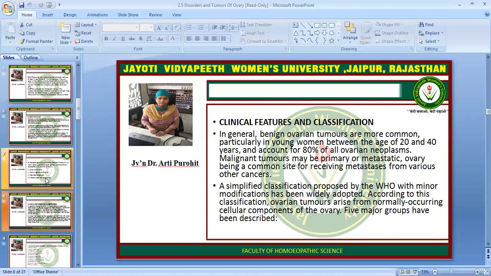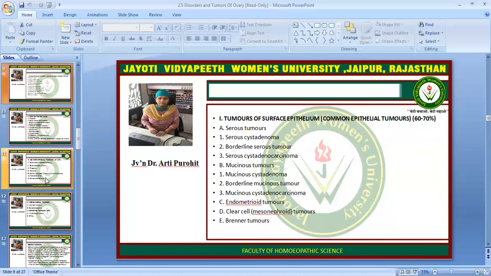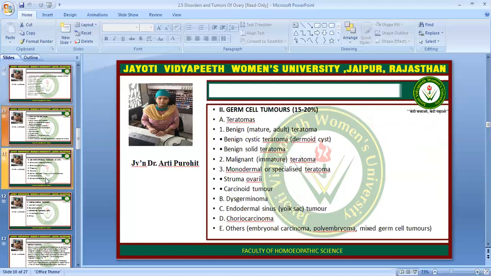Five major groups have been described. First, tumors of surface epithelium, the common epithelial tumors, which account for 60 to 70%. In serous tumors, there are serous cystadenoma, borderline serous tumors, and serous cystadenocarcinoma. In mucinous tumors, there are mucinous cystadenoma, borderline mucinous tumor, and mucinous cystadenocarcinoma. In endometrioid tumors, there are some clear cell tumors and some Brenner's tumors. These are the nomenclature. Then germ cell tumors.